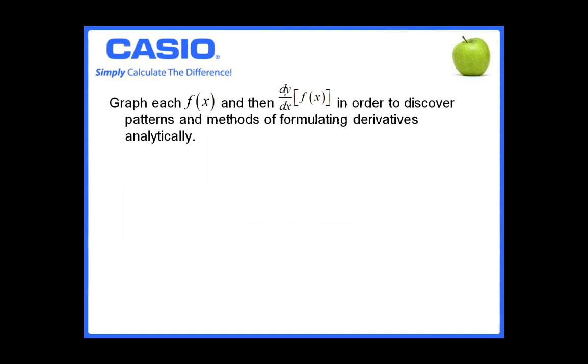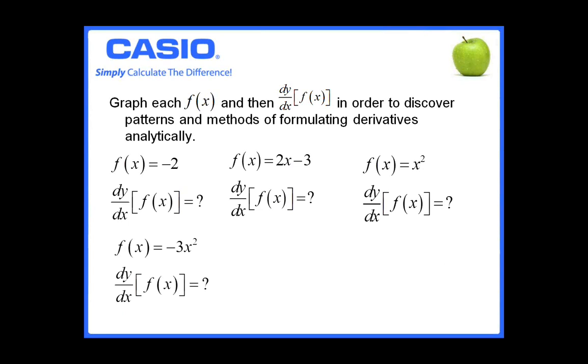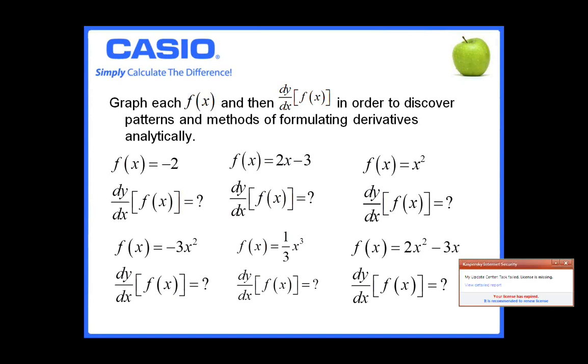We're going to look at a bunch of functions. We're going to graph the function. We're going to graph the derivative using the derivative graph feature. We're going to see if we can figure out what the derivative is, type in that function, and then see if they correspond. The graphs we're going to explore are going to be that of f of x equals -2, 2x minus 3, x squared, -3x squared, 1/3 x cubed, and 2x squared minus 3x. So I'm going to be calling these out as we come across them, but I wanted you just to have them all on one screen if you want to print the screen out later on.